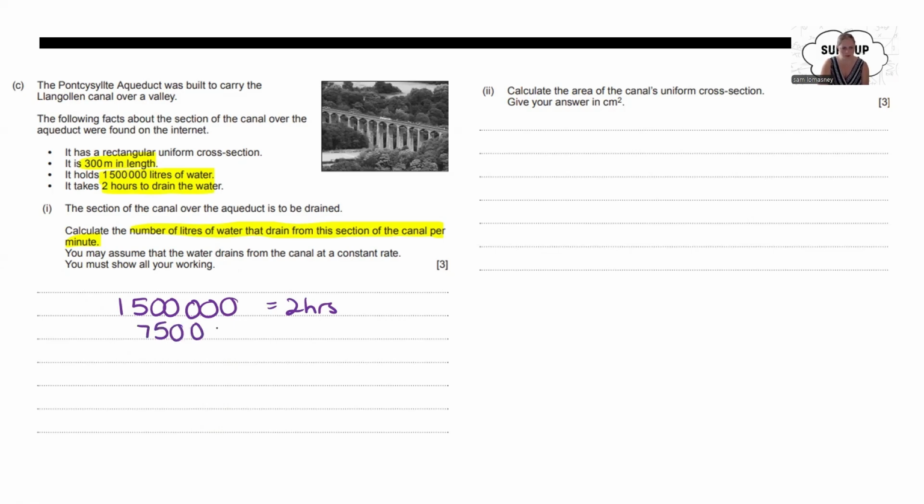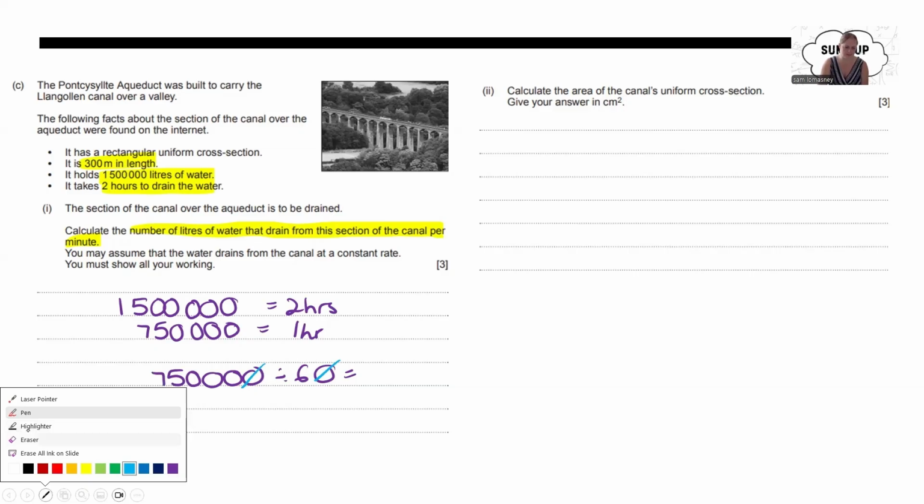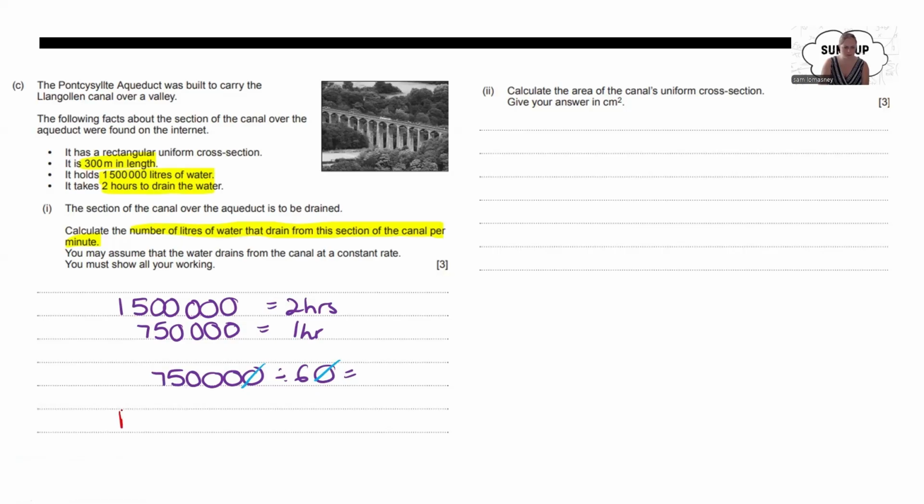So now I have to get it to minutes. To get it to minutes, there's 60 minutes in an hour, so we're going to divide this by 60. 750,000 over 60. That is the same as dividing by 6, because we're dividing both of them already by 10. I'm going to go with bus stop. Up to you which you want to do.